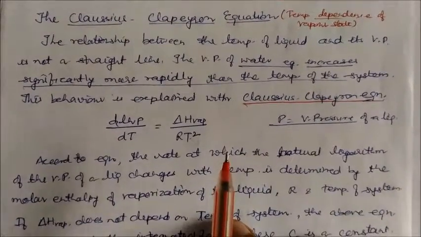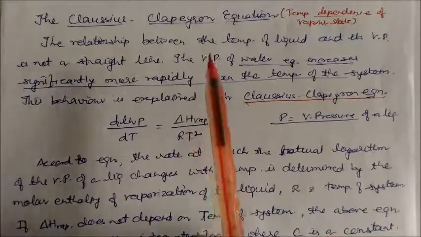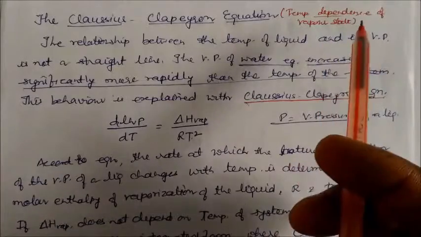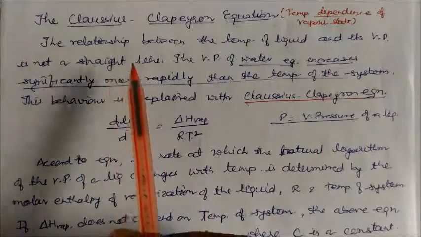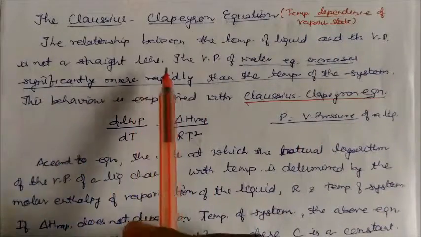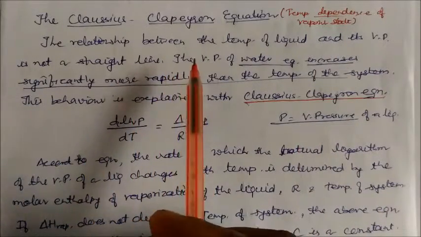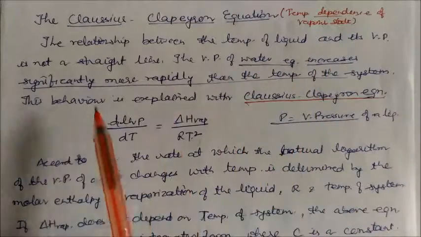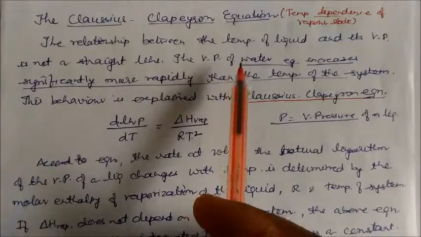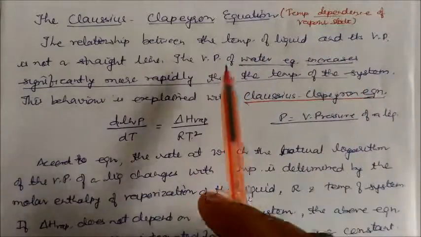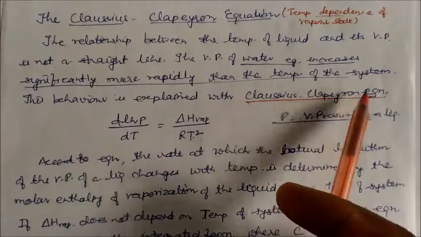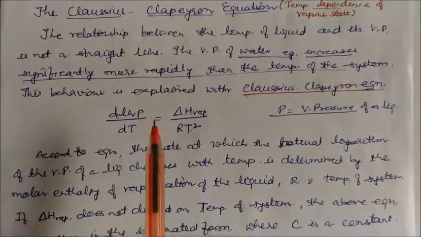Now we will see one more concept, called the Clausius-Clapeyron equation, which is nothing but the temperature dependence of the vapor pressure. This is a relationship between the temperature of a liquid and its vapor pressure, that is not a straight line. So what kind of line is this? The vapor pressure of water increases significantly more rapidly than the temperature of the system. So vapor pressure always increases more rapidly than the temperature if you increase its temperature. This behavior is explained with the Clausius-Clapeyron equation, and why it increases with increase in temperature of the system.